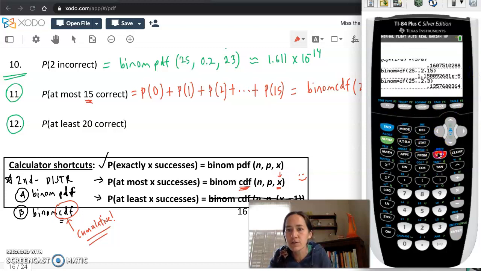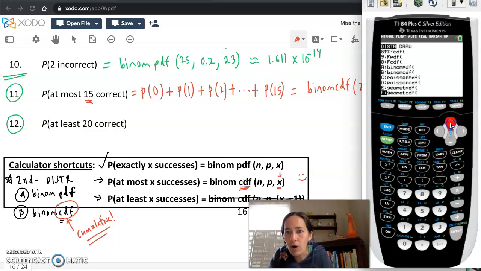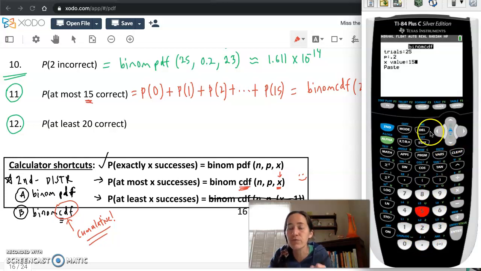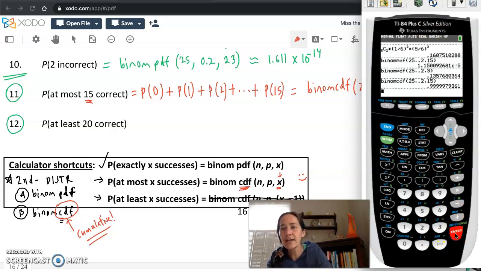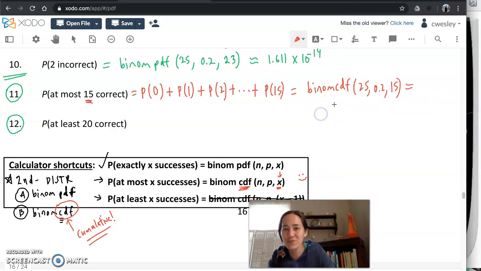So second, vars for distribution, I want to scroll all the way down to letter B here, binom CDF. Same setup though, you still want to type in 25 trials, comma, probability of success, 0.2, comma, the case you want to add up to, 0 through 15. We'll put 15 there, enter. You'll see the notation of it. Enter again gives you almost 100% chance that you're going to get at most 15 correct.